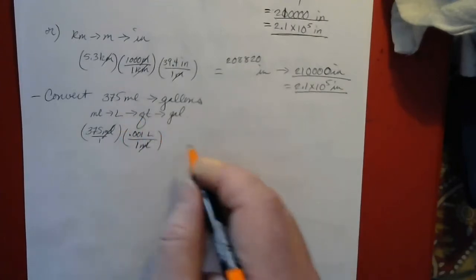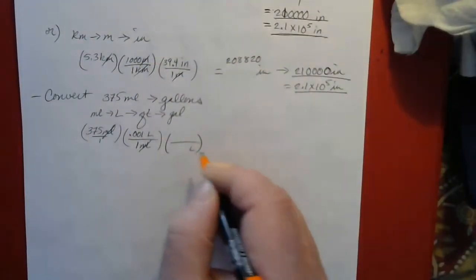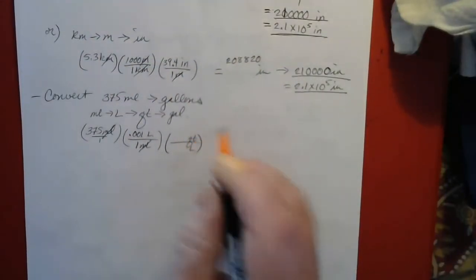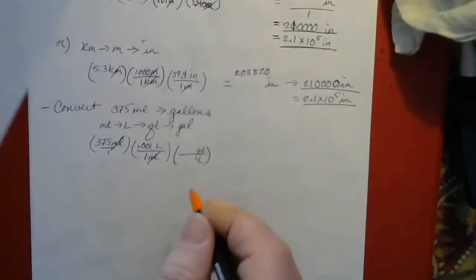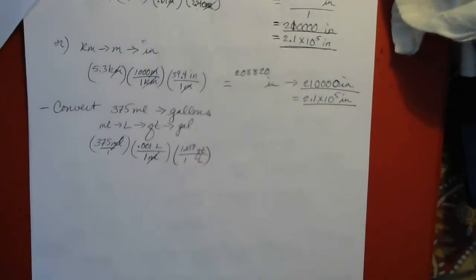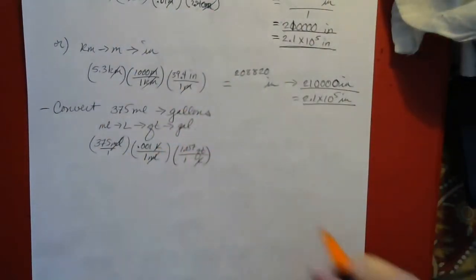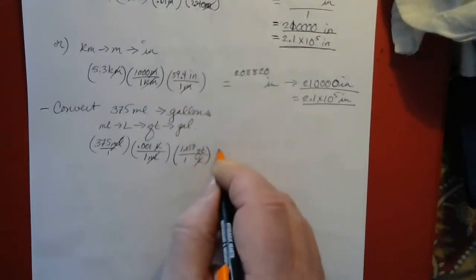We can go to quarts using that conversion factor that we just saw on the sheet. We know we want liters on the bottom and the new unit on top. And it's 1 liter for every 1.057 quarts. Okay, so in other words, 1.057 quarts for every 1 liter. Liters will now cancel, and we have quarts.